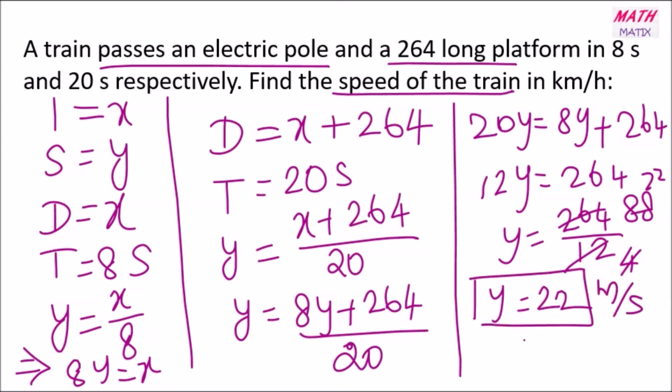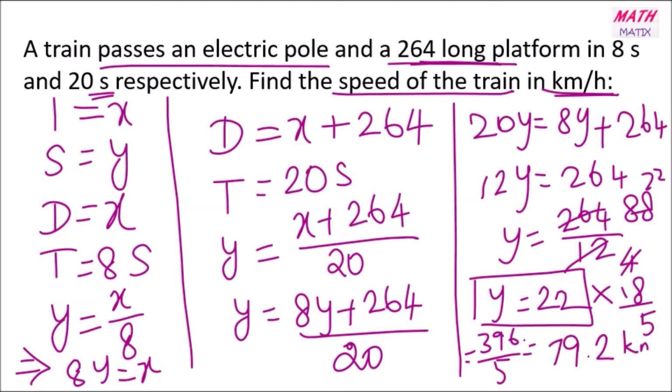Here y is 22 meters per second. We have to find the answer in kilometer per hour, so we have to multiply it by 18 divided by 5. So 22 into 18 divided by 5, which is equal to 396 divided by 5. If you simplify this, you get 79.2 kilometers per hour. If you practice more problems like this, you can easily crack those types of questions in exams.